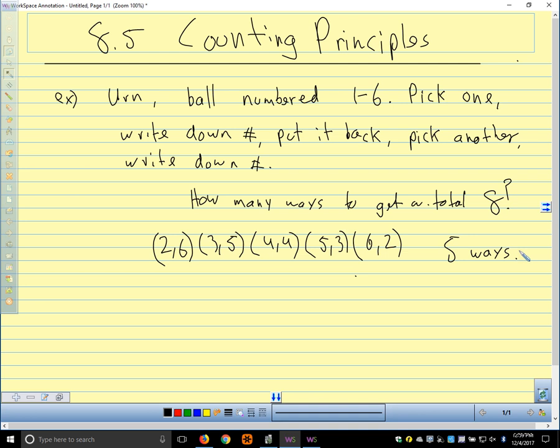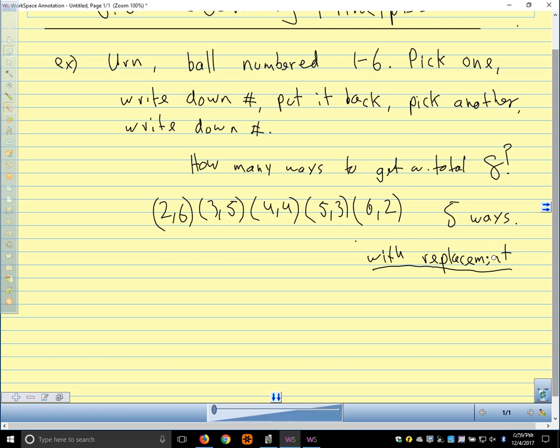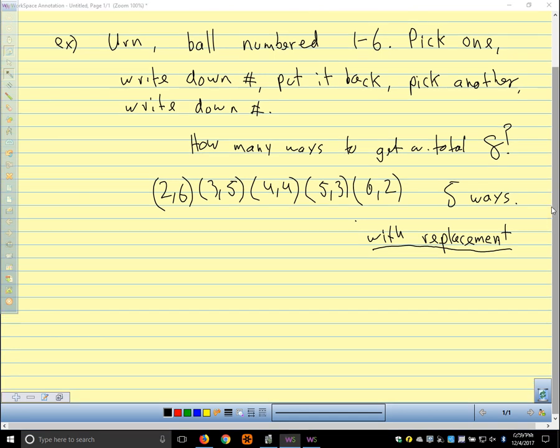So in this example, it's not too bad just to write them down and count. We call this type of situation, where we pick something and then we put it back so we can pick it again, choosing or counting with replacement. You'll see this when you talk about different ways you can pick cards out of a deck. It depends on whether you put the card that you pick back or not.